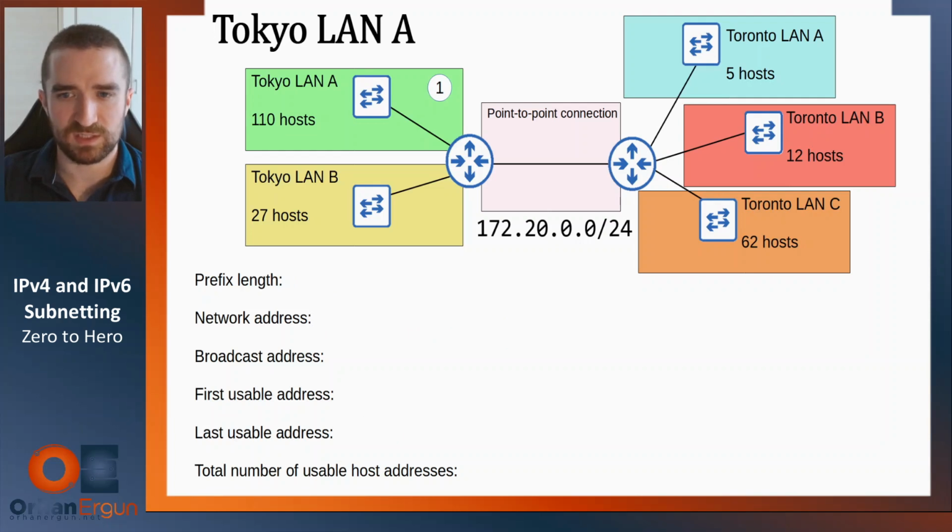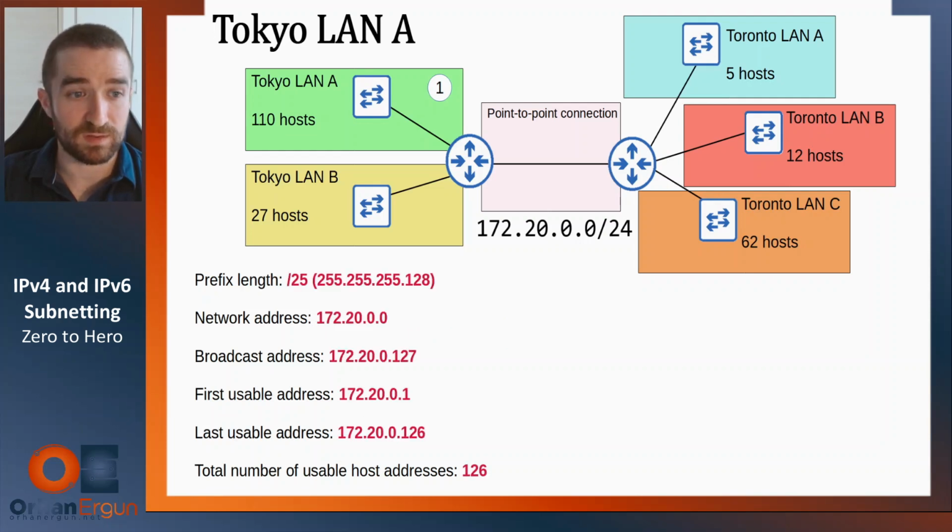Now my writing's a little messy, so here are the answers once again. So the prefix length is /25. You can also write it in dotted decimal, 255.255.255.128. The network address, 172.20.0.0. Broadcast address is .127. The first usable is .1. Last usable, .126. And the total number of usable host addresses is 126. Okay, so that is enough because we only need 110 for Tokyo LAN A.